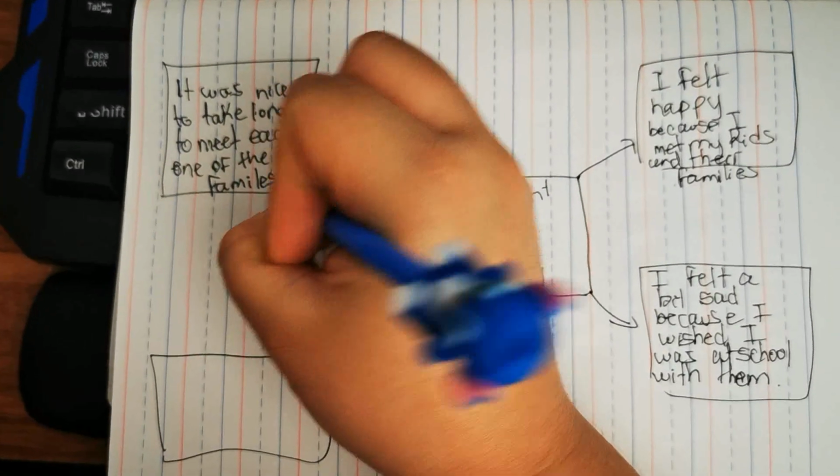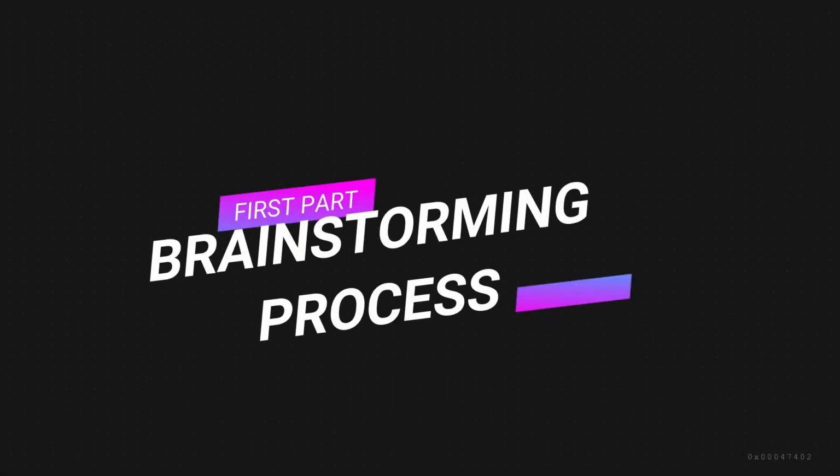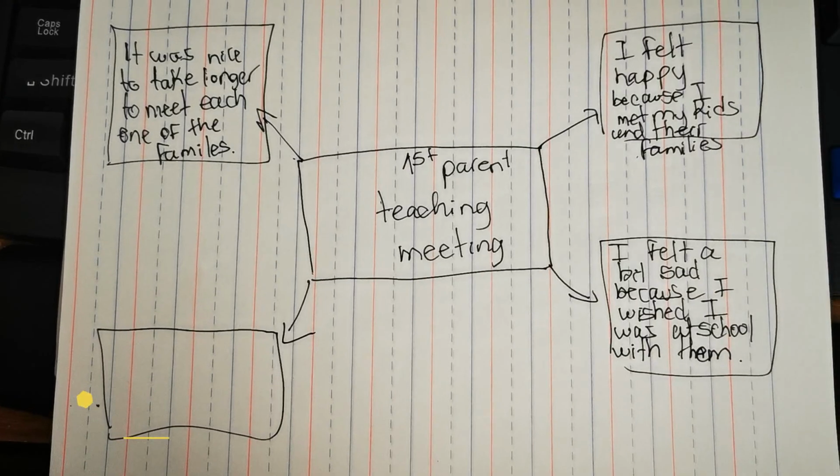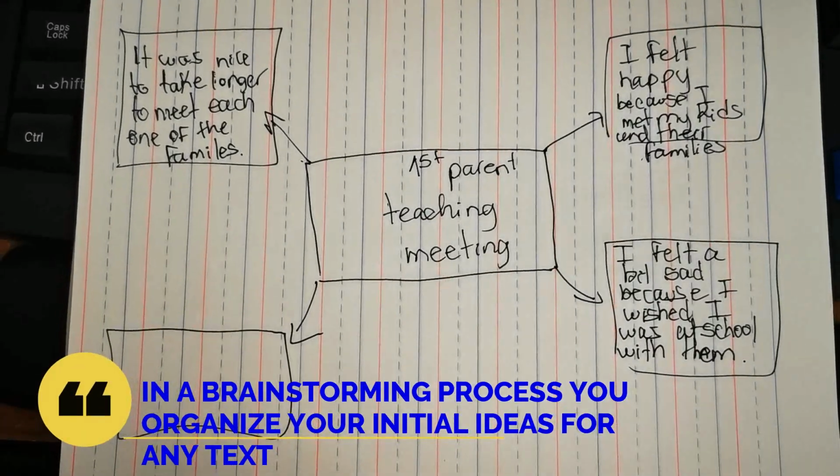So if you see, what I'm doing is just brainstorming. This is the process that we call the first part of the process when we write any type of text. You need to make a brainstorming process so you can organize your thoughts and your ideas.